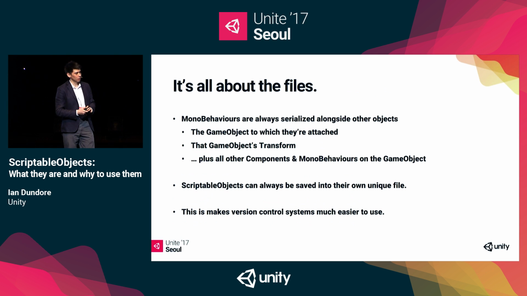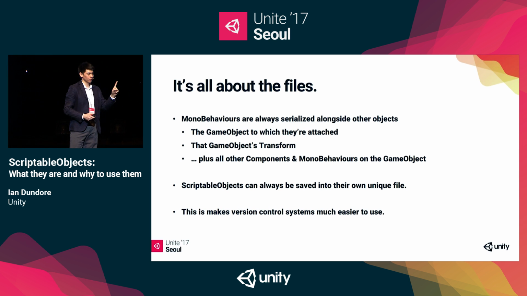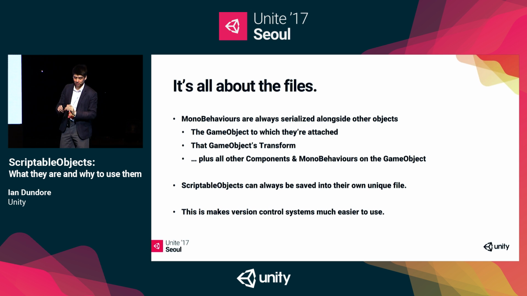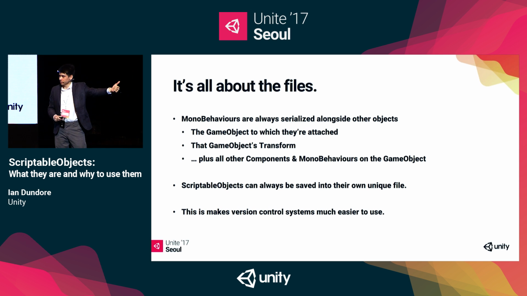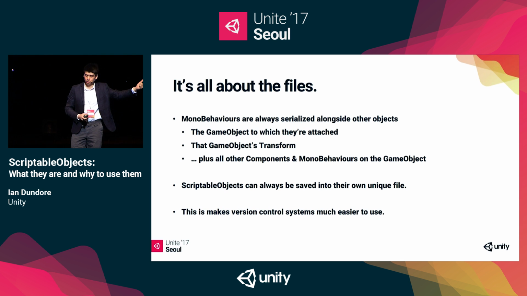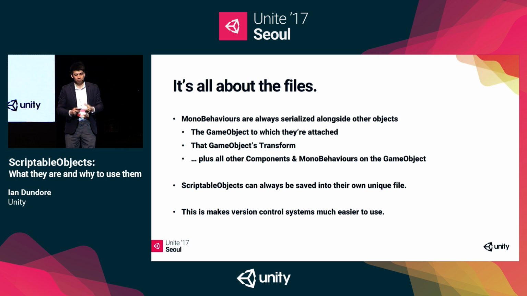Well, let's talk about these files a little bit more. When we are saving MonoBehaviours, they are always saved alongside other kinds of objects. The simplest prefab that you can make that contains a MonoBehaviour will actually contain 3 different objects, at least. The MonoBehaviour itself, the game object to which the MonoBehaviour is attached, and the transform that is attached to that game object. All game objects have transforms, remember.